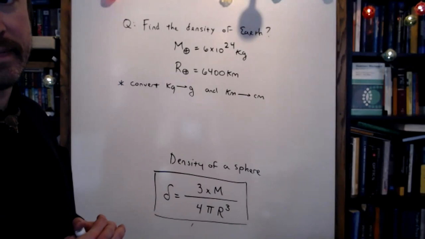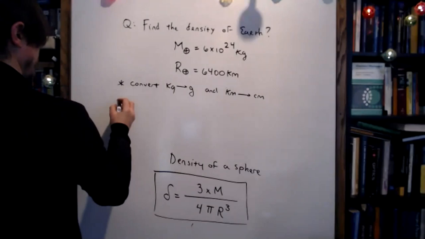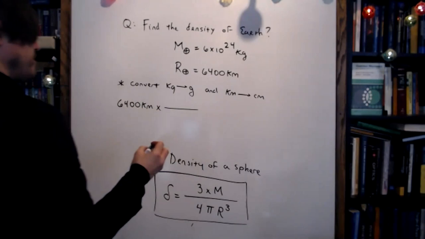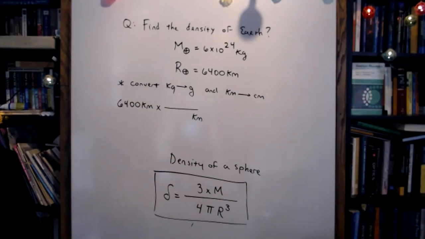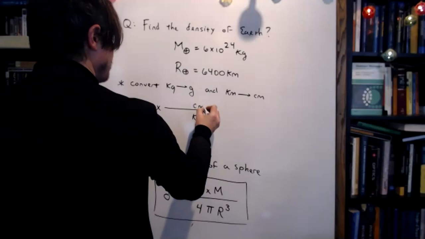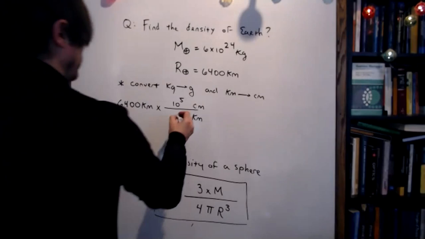6,400 kilometers. Okay. Centimeters. Okay. So 6,400 kilometers times a division bar. Yep. And then you'd put kilometers on the bottom. So since we got the new conversion, should we use that? Yes. Okay, so 10 to the fifth centimeters on top. Yep. And what do I put in the bottom? And one on the bottom. Right. Can you do this in your head?